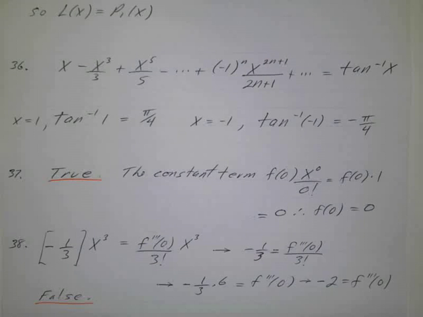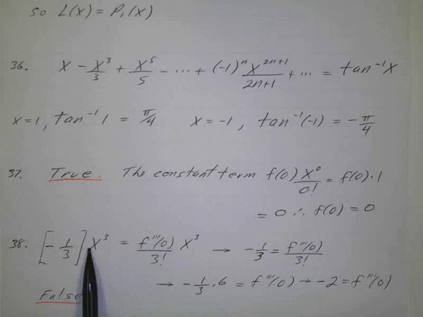If I look at my series, the third derivative, f triple prime, will be whatever's in front of x to the third. In other words, in Taylor's formula, it's f triple prime of 0, x to the third over 3 factorial. But in your series you had negative x to the third over 3. So if you factor the 1/3 out, you have negative 1/3 times x to the third.